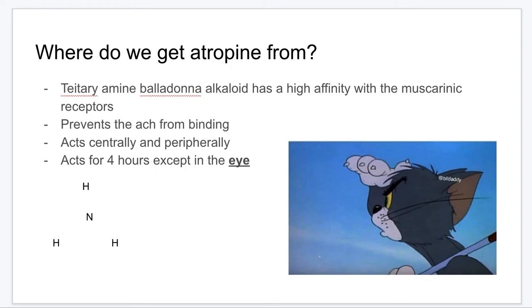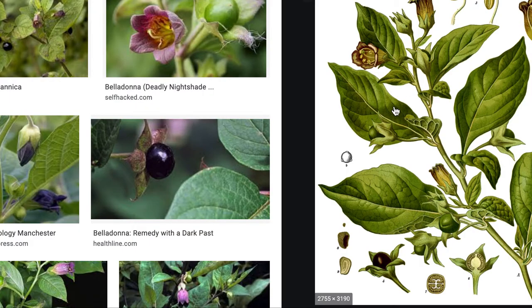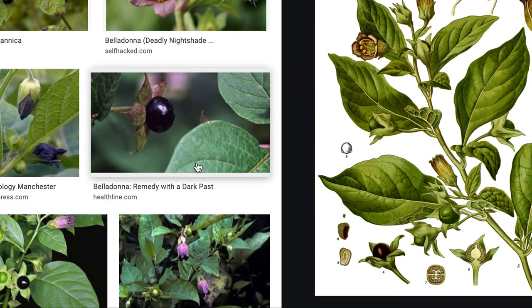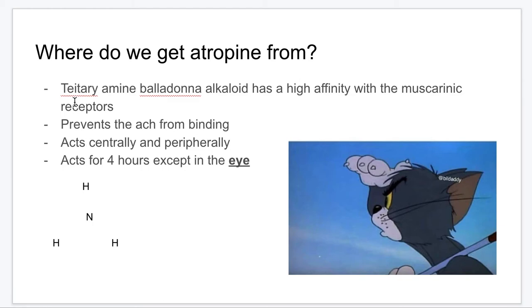Where do you get atropine from? Atropine comes from belladonna alkaloid. Belladonna is basically a plant. I got this image from Wikipedia, copyrights to them, and Google Images. This is from a plant, known as belladonna alkaloid. It is a tertiary amine. Basically, it has 3 hydrogen ions. No, I think tertiary amine means that there is a carbon, and this carbon is going to be surrounded by 3 nitrogen ions.